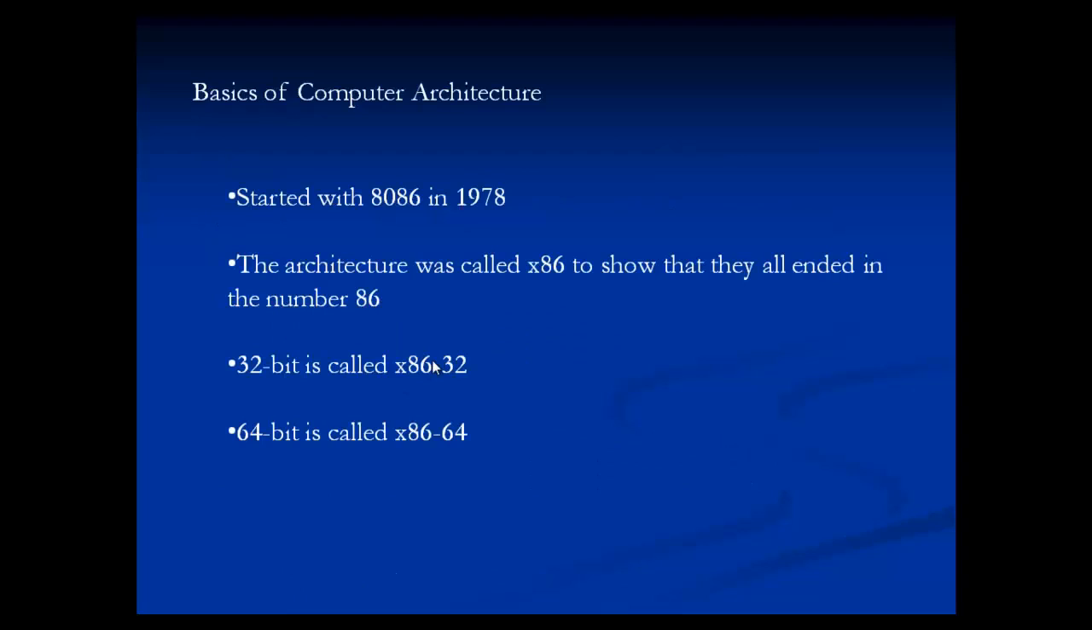So let us try to understand the basics of computer architecture. We started with 8086 processors in 1978. It's the x86 architecture, called x86 to show that they all ended in the number 86. We used to have 32-bit processors, and those are called x86 32. This is the representation for 32-bit processors, and for 64-bit processors this is the representation, x86 64.